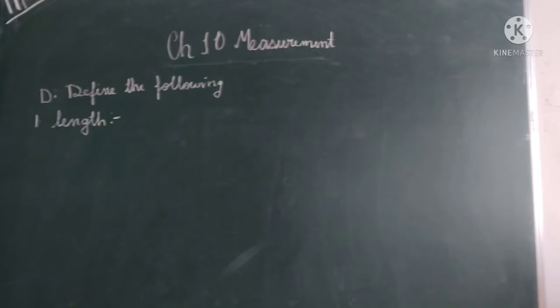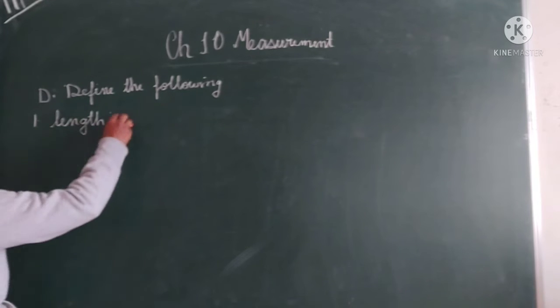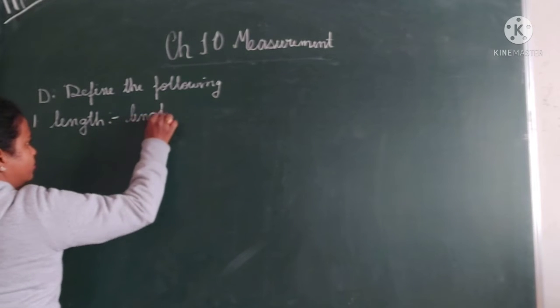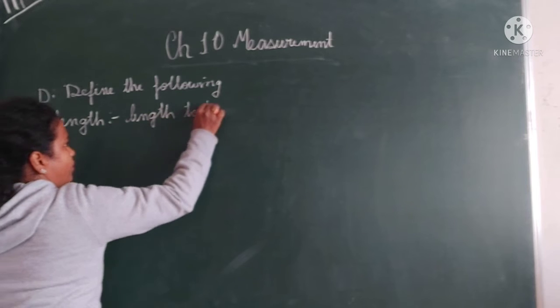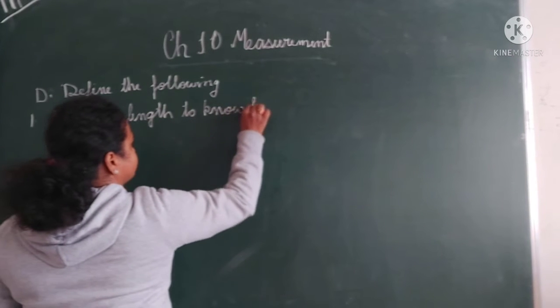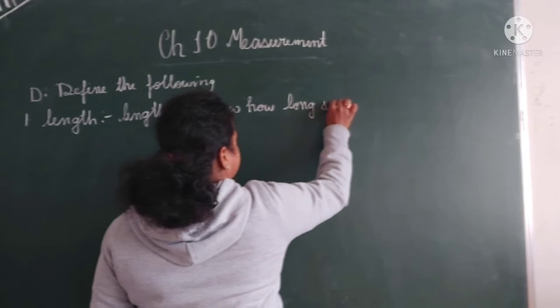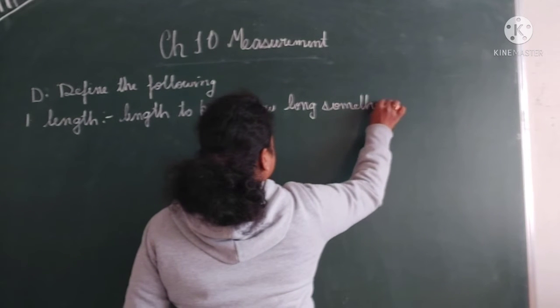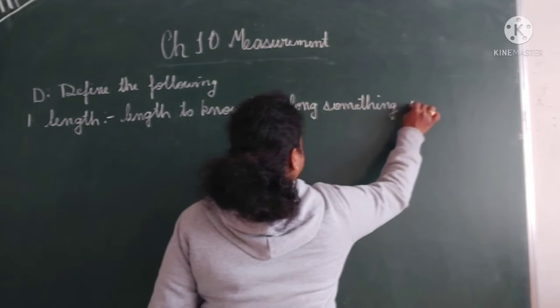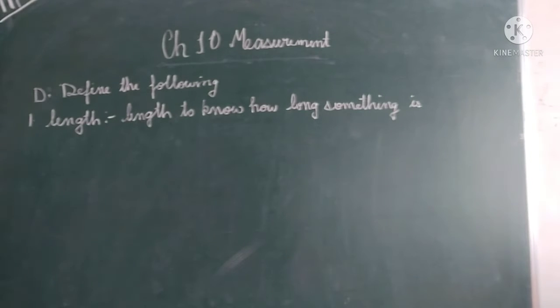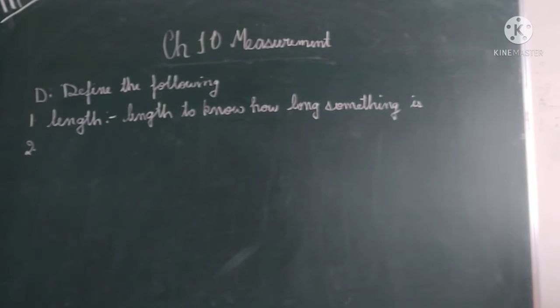What is length? How can you explain length? Length is measuring to know how long something is. What will you say about length? To know how long something is.